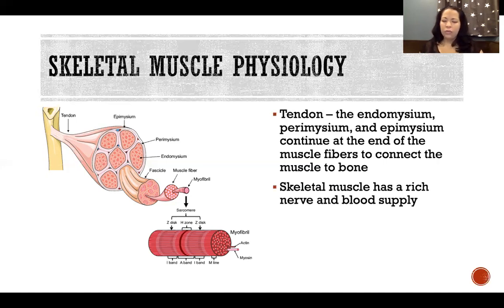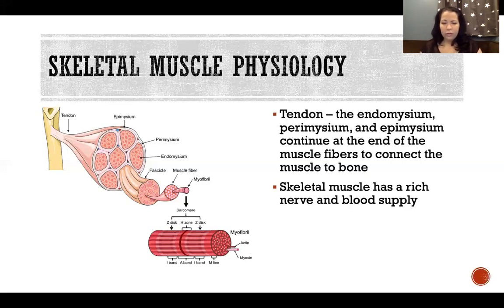Skeletal muscle has a rich nerve and blood supply. So, of course, it's extremely metabolically active tissue. It's got a lot of work to do, requires an enormous amount of energy and oxygen to do all of its work, and it produces a lot of waste products. So, we need a lot of blood supply to be able to carry resources to the muscles and clean away the waste products afterwards. And then it has a lot of nerve supply, of course, because we need to be able to control our muscles.